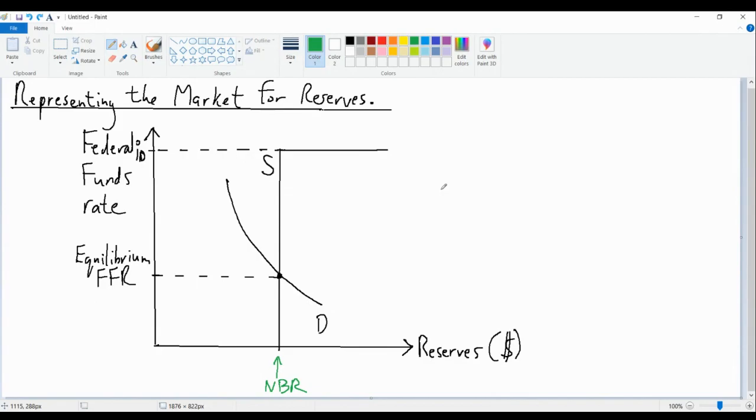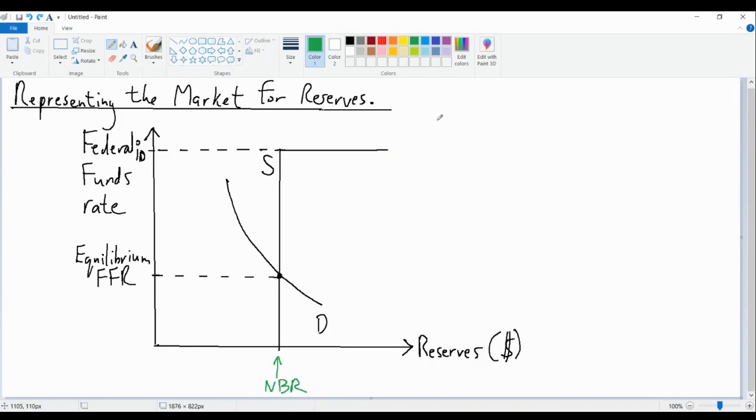Well, what happens if I raise the discount rate? Well, I'm raising this threshold here, right? So that's me raising the discount rates. What happens if I lower the discount rates? Well, I'm lowering this threshold. So we can take account of that as well.